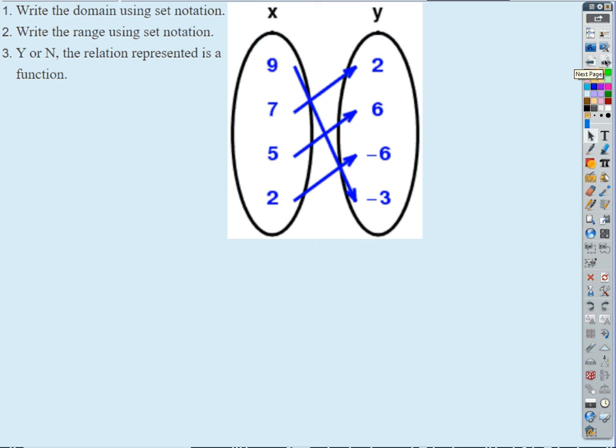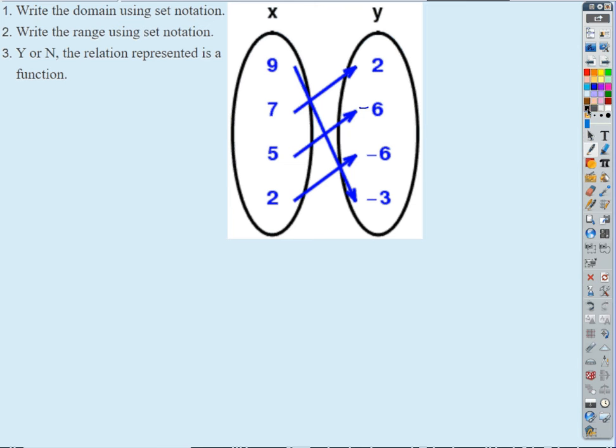Okay, there's going to be a question or two that's going to ask you for a discrete set like this. It might give you a set, it might give you a map, it might give you a scatter plot. Could give you any of those kinds of things. Could be a table. I just want you to be able to write the domain and the range and then tell me if it's a function or not. So I'm going to change this. Let's make that a negative also.